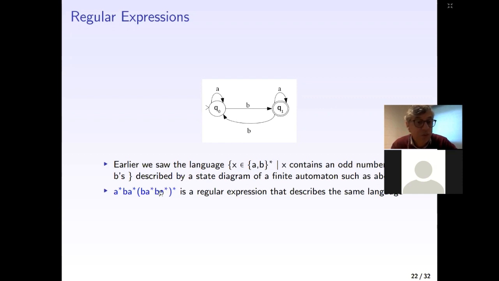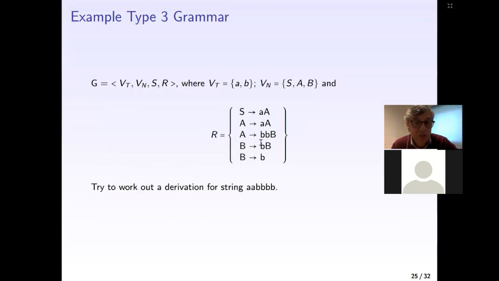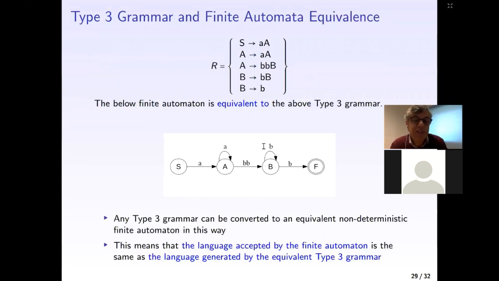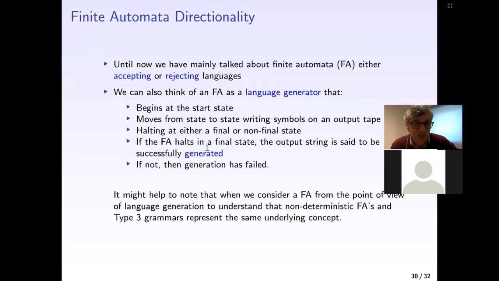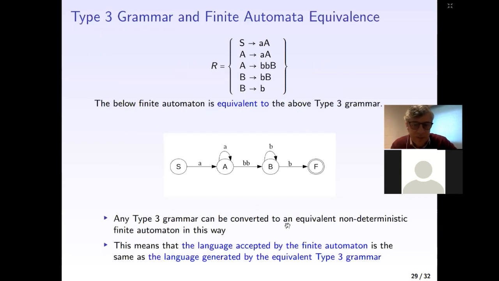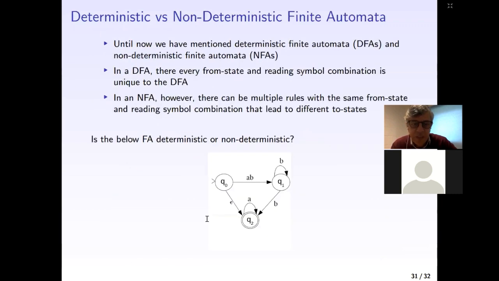I could generate a string from the grammar also, from this regular expression also. So we can look at the same thing in different ways. You can generate the language from the machine also. It might help to note that when we consider finite automata from the point of view of language generation, non-deterministic finite automata and type 3 grammars represent the same underlying concept, exactly the thing we discussed here.